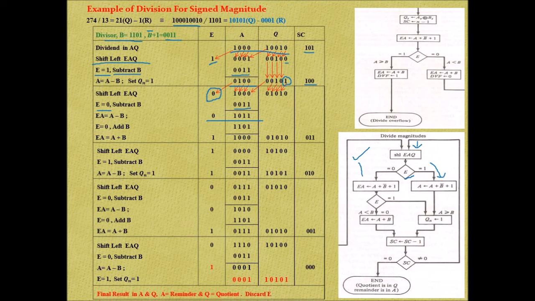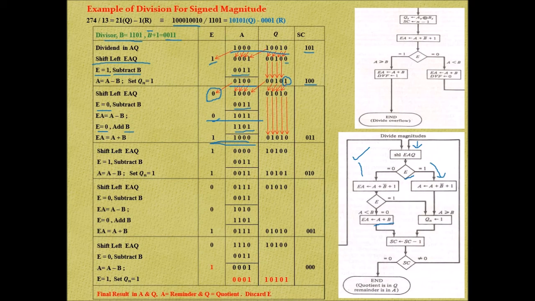Now again we have to check the value of E. Here the value of E is 0. Since the value of E is 0, now we have to add B, that means addition of A plus B. This is the B and this is the A. Here the addition operation is performed and the result is stored in EA. After that, the rest of the bit positions are kept the same, as they are.